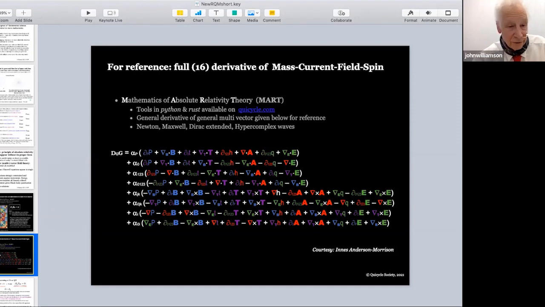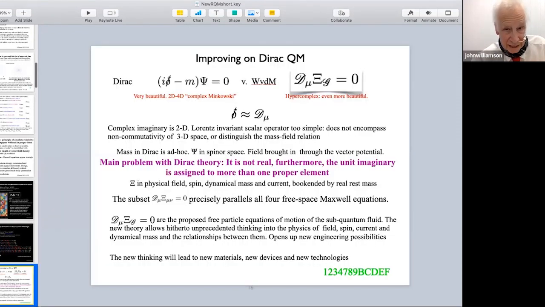But that's the full equation, which we're not going to consider, because what we're going to look at is a much, much simpler equation, which is what you do when you improve on Dirac quantum mechanics. So what I'm going to look at in this talk is not the 16 derivative, but just the four vector derivative, which is very similar to the four vector derivative in Dirac. But it's not the same. I'm going to say exactly how it differs.